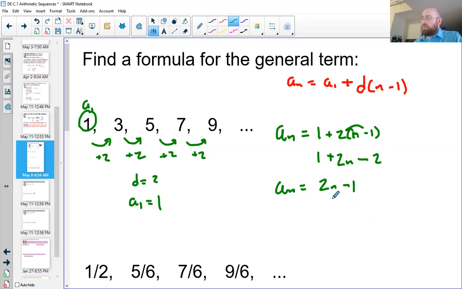Notice that what we've written now is very similar to our slope-intercept form of a linear equation. So we can see even more explicitly now that these are types of linear functions. They just happen to only be defined for whole numbers, 1, 2, 3, 4, 5, and so on.